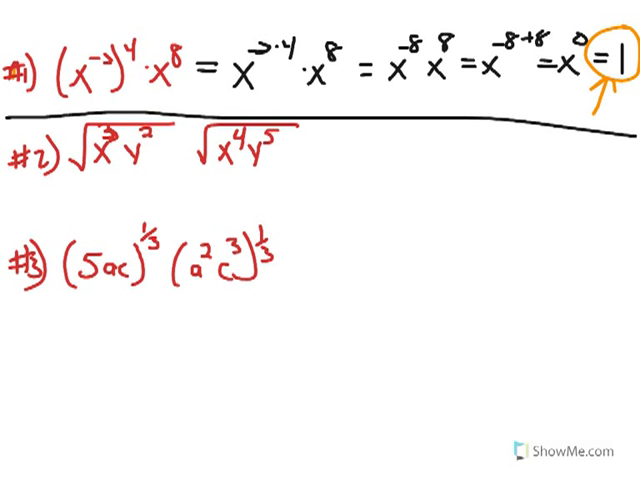Sorry. Number 2, multiplying these. Since they both have the same radical, they're both square root, we can put them all under the same radical. And the same bases, we can add the exponents. That's the product rule.